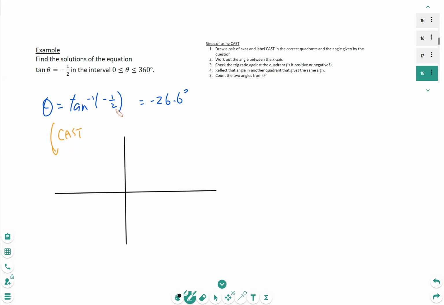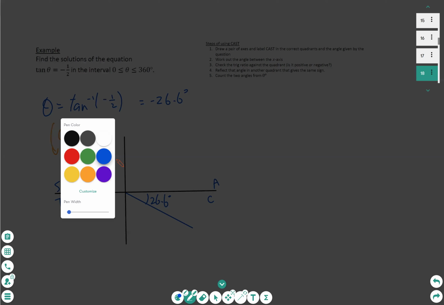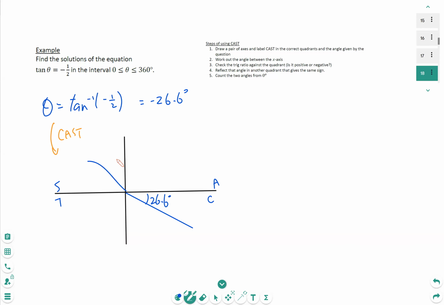Negative 26.6 degrees is here. Let me use the blue, because it's a negative angle, so we must go in the opposite direction. We don't put a negative sign here because the negative already tells us to go this way. If it's positive, we go that way. The size of the angle itself is 26.6 degrees. Which other quadrant is tan negative?